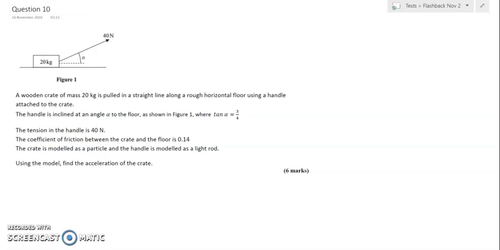Right, so we begin with the mechanics section of our flashback. Okay, so we've got a wooden crate of 20 kilograms pulled in a straight line along a rough horizontal floor using a handle attached to the crate. The handle is inclined at an angle of alpha to the floor, where tan alpha is 3/4. The tension in the handle is 40 newtons. The coefficient of friction between the crate and the floor is 0.14. And the crate is modelled as a particle and the handle is modelled as a light rod.